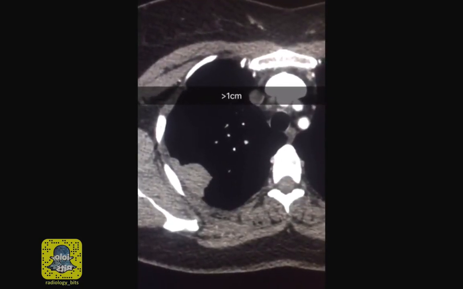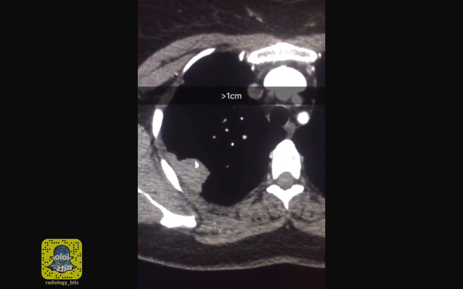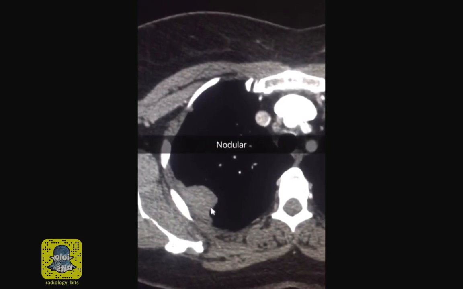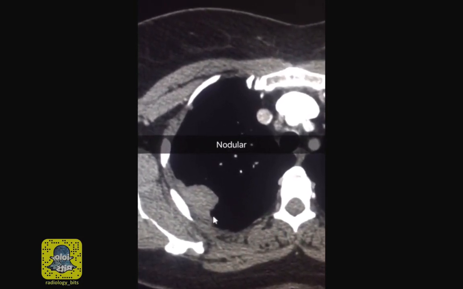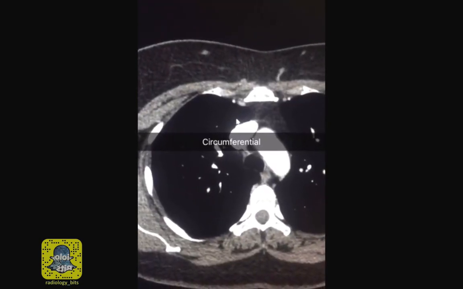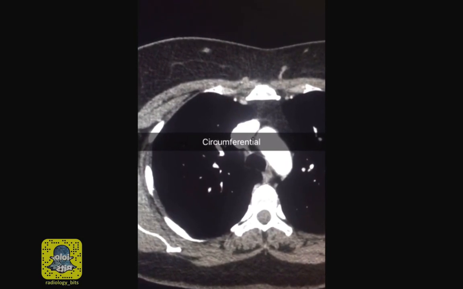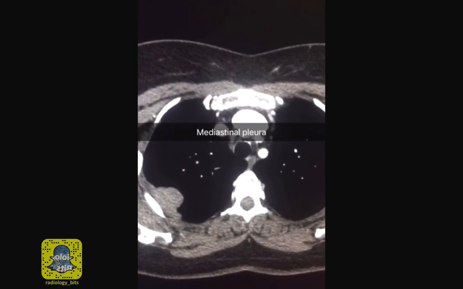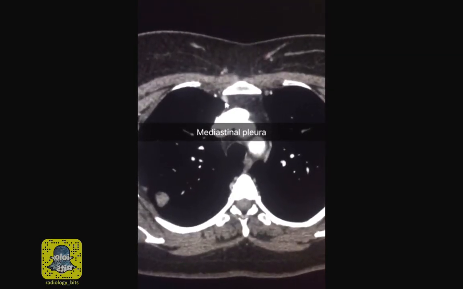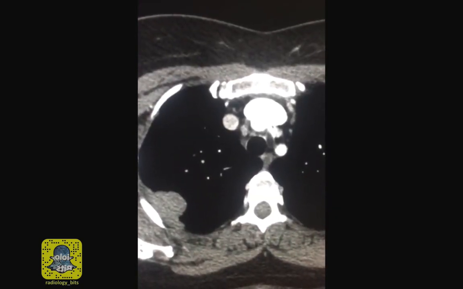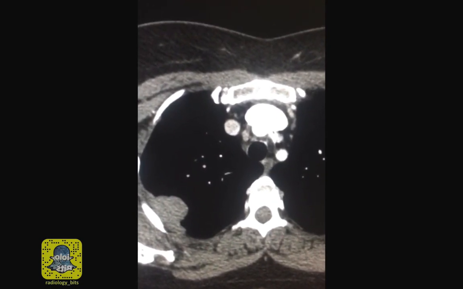The first feature is thickening that exceeds 1 centimeter, and this here exceeds that. The second feature is a nodular appearing thickening rather than being flat, and this here appears nodular and lobulated. The third feature is circumferential thickening, which is not seen in this case. The fourth feature is thickening of the mediastinal pleura here. So if you have any of those four features, even one feature, you should consider a malignant etiology.